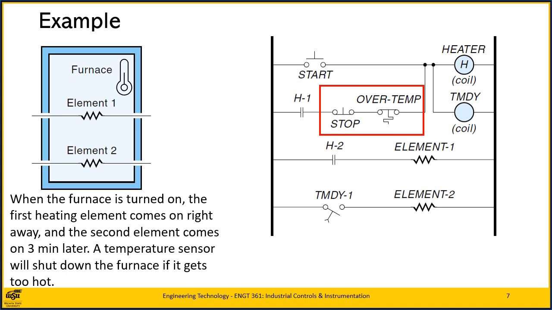At any time, if the stop button is pushed or the overtemp sensor contact opens, the seal is broken and the heater relay de-energizes, causing both heating elements to shut down. Note that power is removed from both relays and the normally open contacts return to their open state and power is removed from the heating elements. Also note that if the temperature got too high and the elements were turned off, when the temperature drops, the elements won't be energized until the operator pushes the start button again.